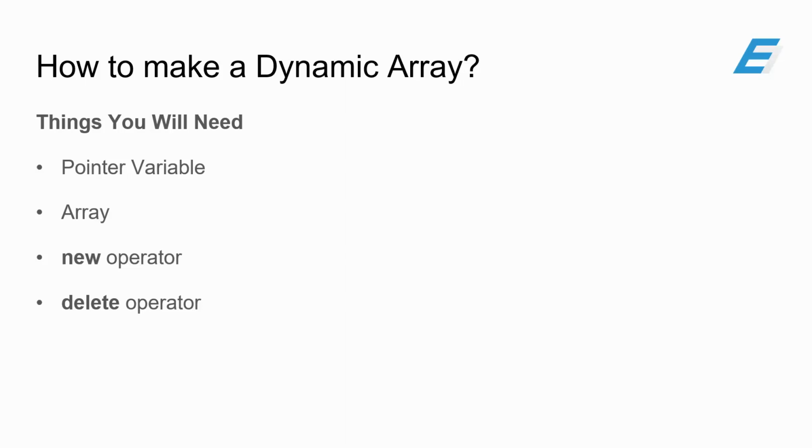You're probably wondering, what is the new operator? Good question. In fact, the new operator is what will allow us to allocate memory space for our dynamic array during runtime. As for the delete operator, that is what's going to do the opposite of the new operator's functionality, and that is the delete operator will clear the space that the dynamic array was using.